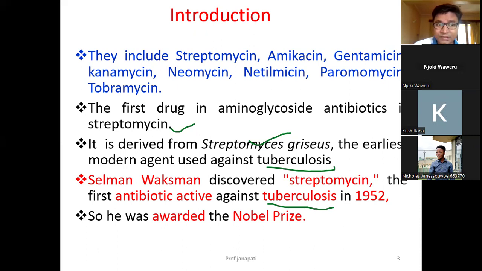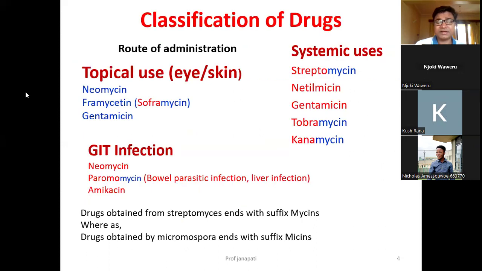Now, let us see the classification of drugs. Here, we can classify drugs based on the routes of administration. On the next slide, we will classify the drugs based upon the chemistry also, but that is not much important. Let us see the classification based on the routes of administration.